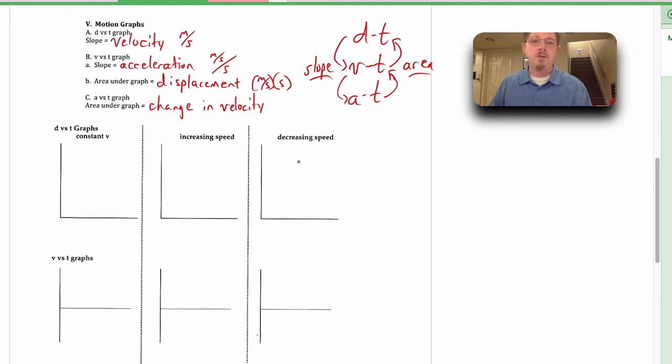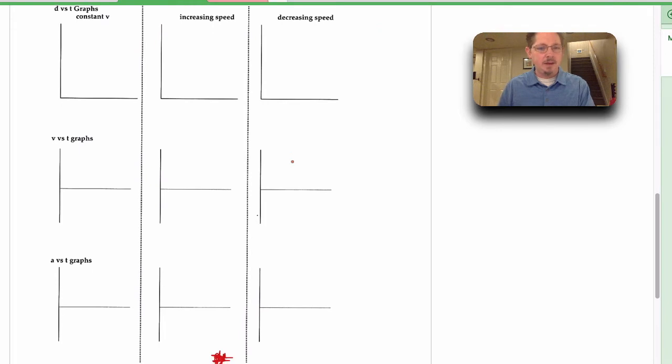Now, we're not going to do a whole lot of calculations with these slopes and areas, but we are going to ask you to be able to identify quite a bit of these graphs and talk about what's going on with them in a qualitative fashion. So let's get into these.